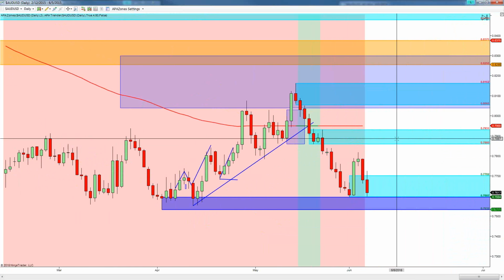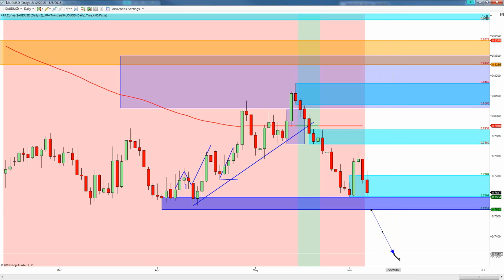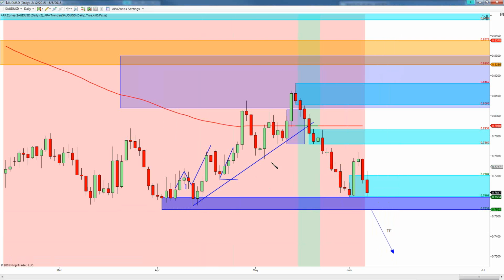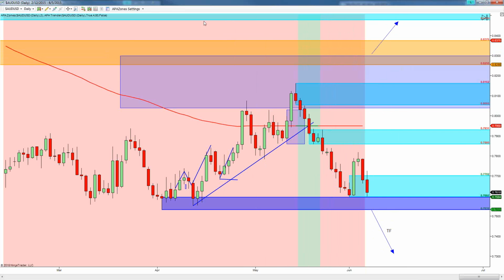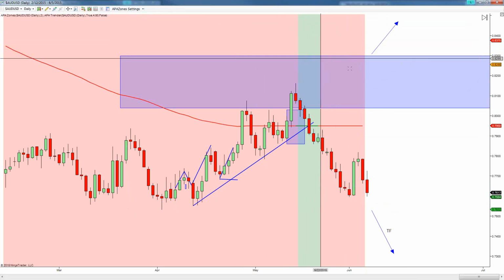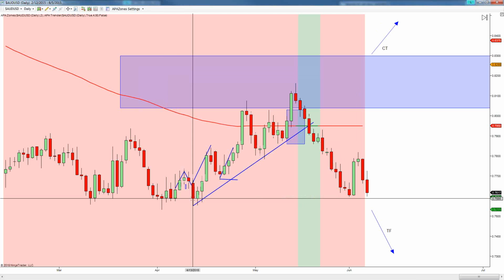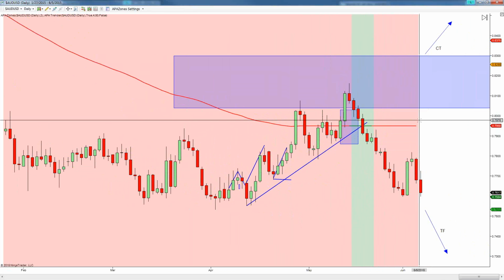Apparently I did not have the drawings done here for us, but again, we're looking trend follow to the downside, and CT to the upside. Okay, so this is where the weekly zone is right there. And I'm just going to take off my zones just so that I make it a little bit clearer to see here. CT up there.